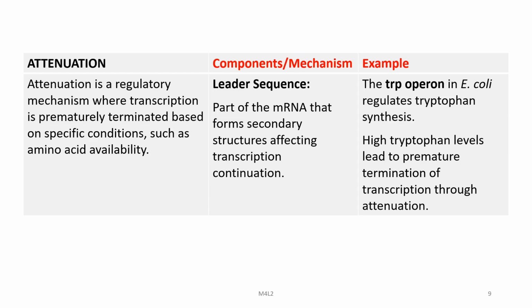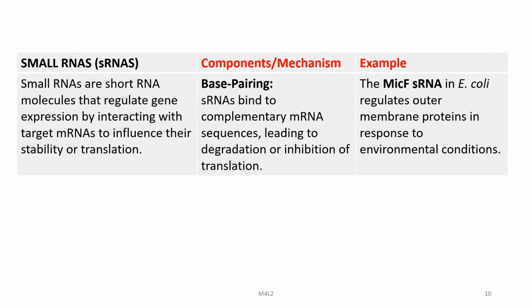Attenuation is a regulatory mechanism where transcription is prematurely terminated based on specific conditions such as availability of amino acids. The main component is the leader sequence, which is part of the mRNA and forms a secondary structure affecting transcription continuation. For example, in the tryptophan operon in E. coli, which regulates tryptophan synthesis, high tryptophan levels lead to premature termination of transcription through attenuation.